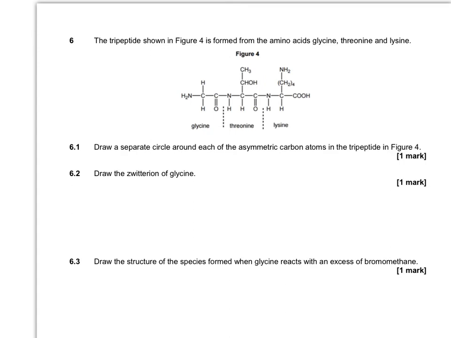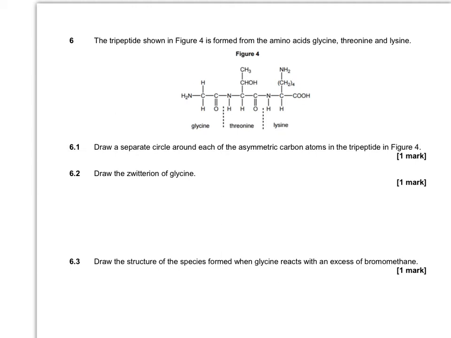The tripeptide shown in figure 4 is formed from the amino acid glycine, threonine and lysine. I apologise if I pronounce them wrong, I'm not great at pronouncing amino acids. And you can see the 3 structures in the diagram. Draw a separate circle around each of the asymmetric carbon atoms in the tripeptide in figure 4. So we're looking for chiral centres for this one.